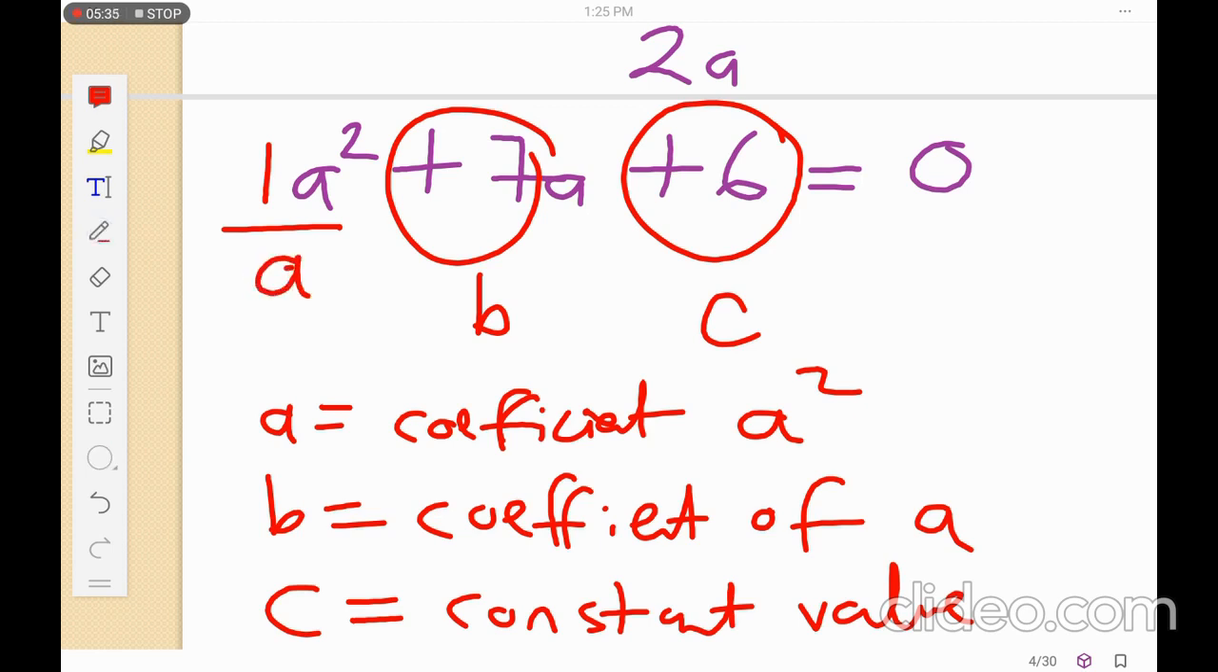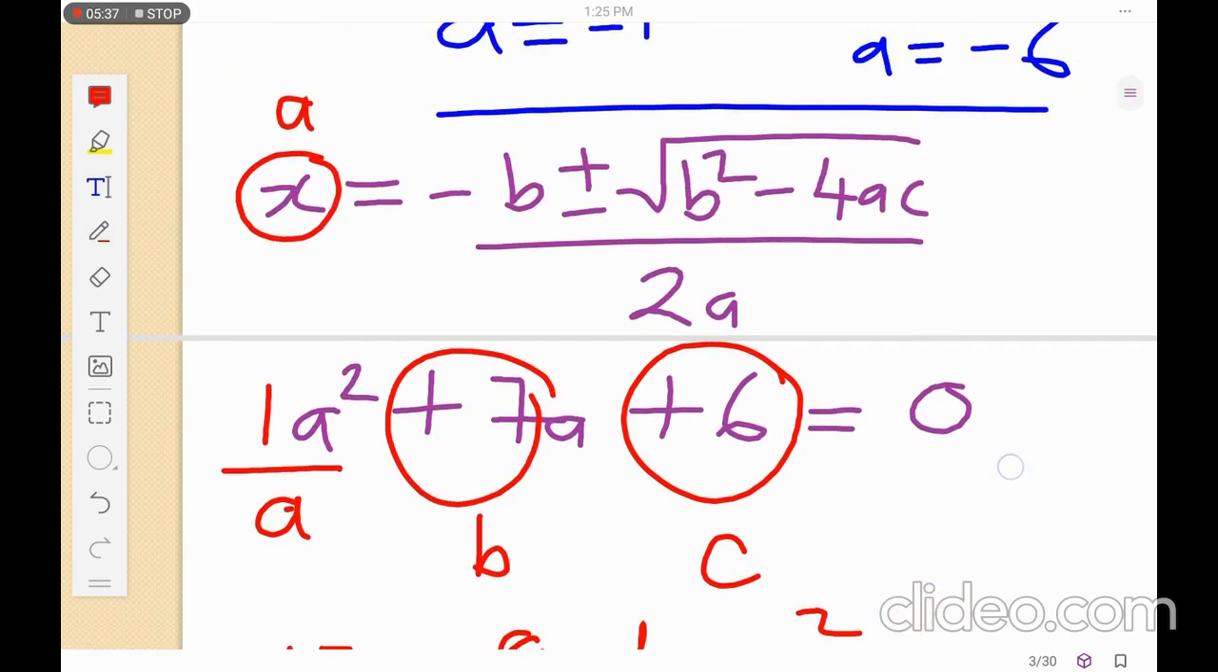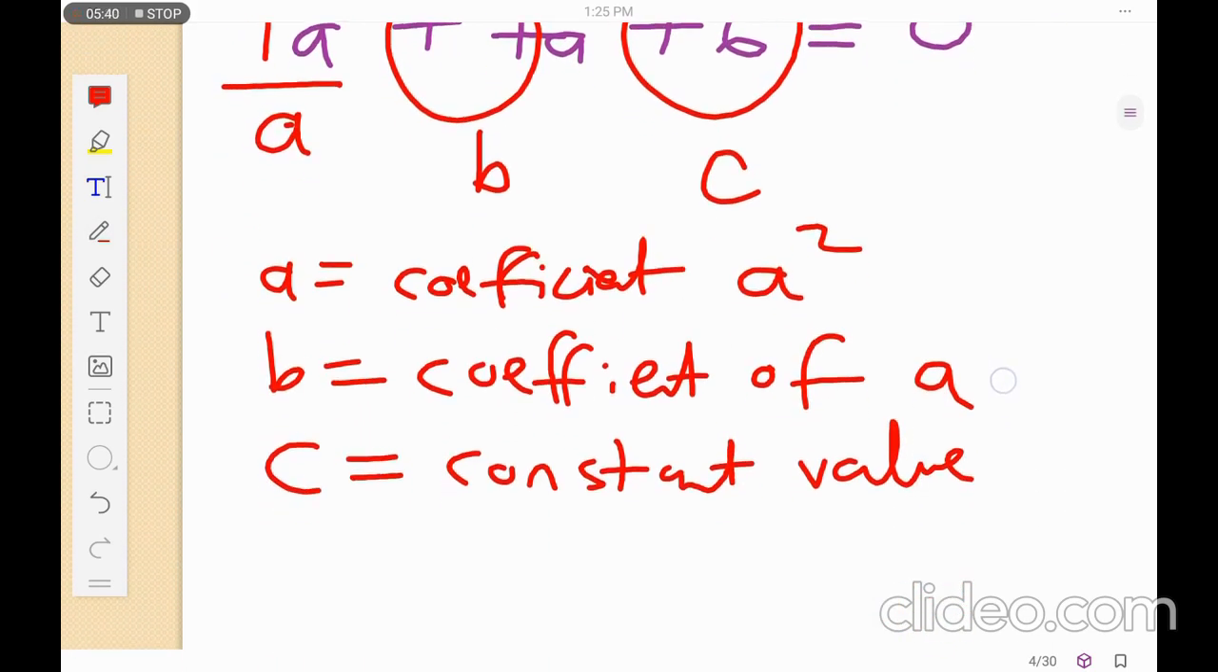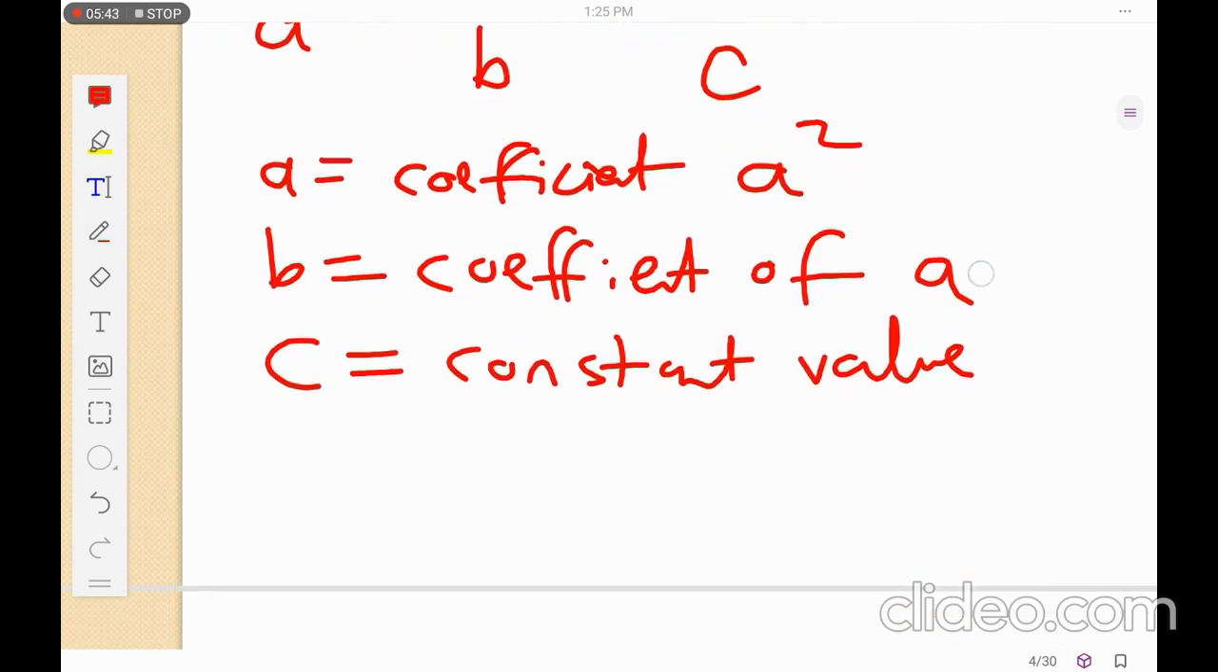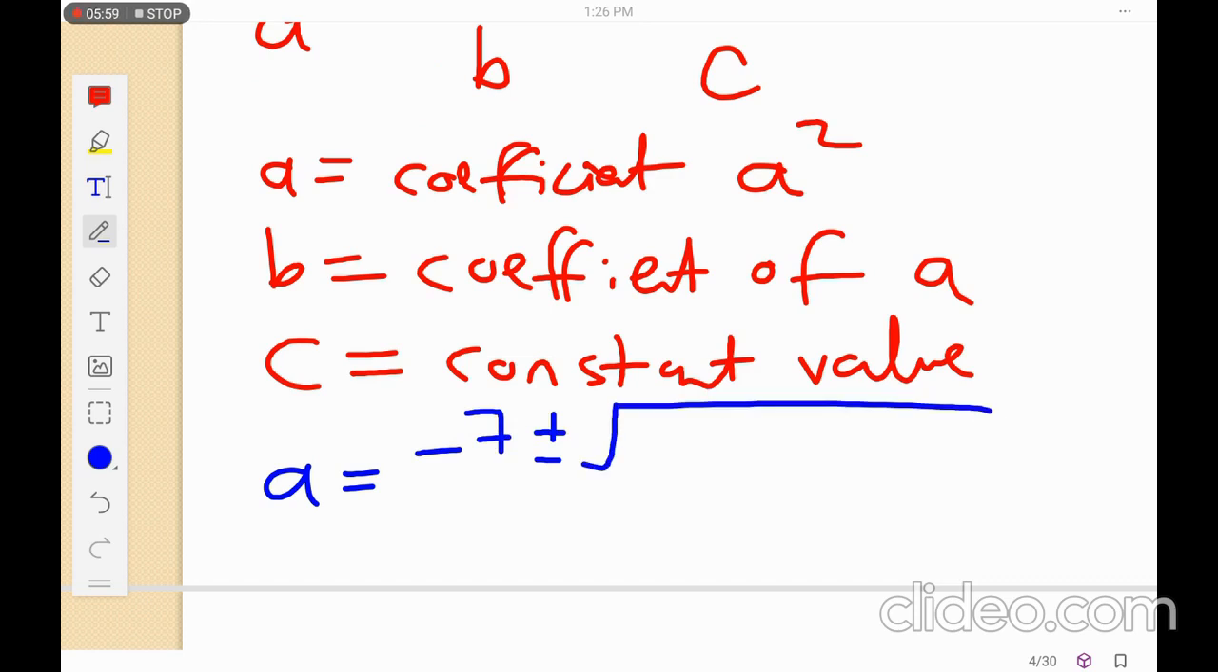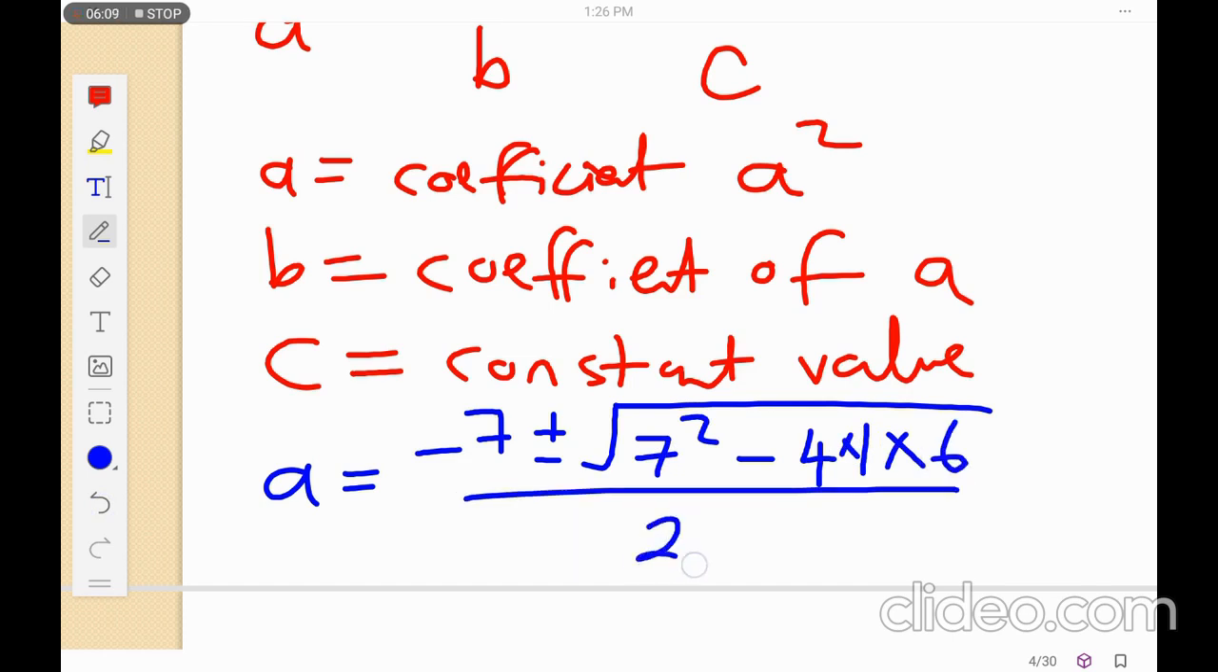This is our a. So we are going to substitute these items into our formula. So let's do the substitution. Our a, we said, is now the x. So we say a is equal to minus b. Our b is 7, minus 7 plus or minus square root of our b squared, that's our 7 squared, minus 4 times a, which is 1, times our c, which is 6, all over 2 times a, our a is 1. So this is what we get there.